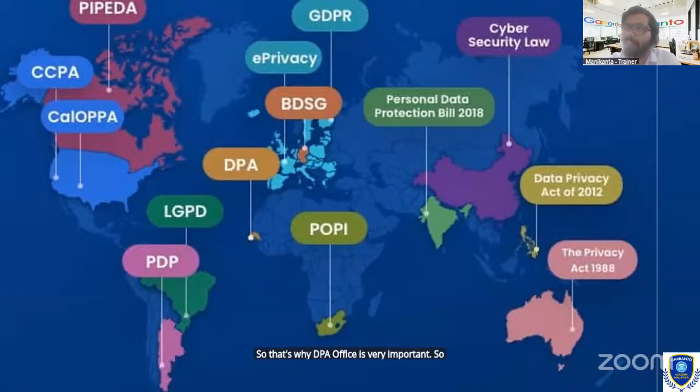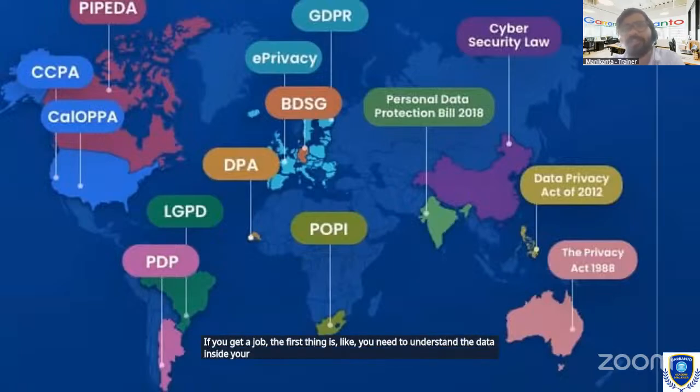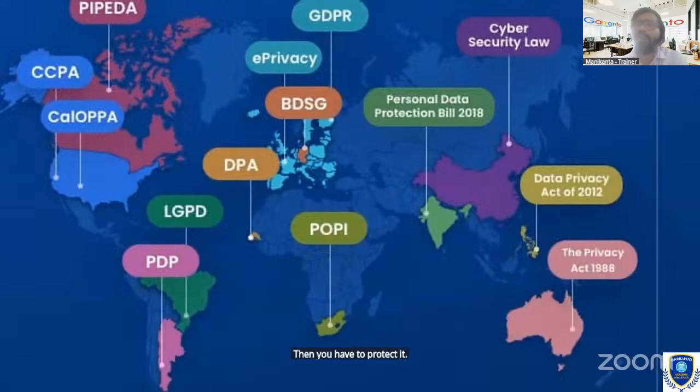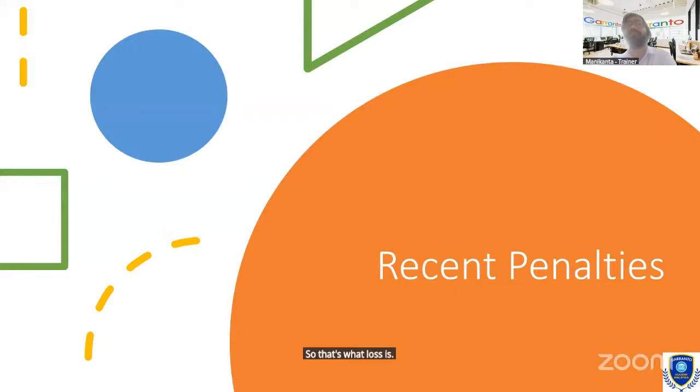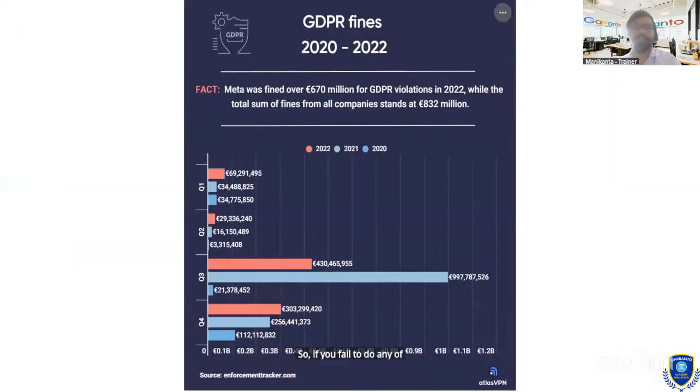So in Malaysia, if you get a job as a DPO, the first thing is you need to understand the data inside your organization. Then you have to protect it, and you also look at all the points where data has been collected and how it is being secured. And if they are trying to send the data to some other places, you have to be aware of it and you have to inform the government. That's your role. That's what the law says. If you fail to do any of this, you end up paying penalties. There are a lot of penalties right now.